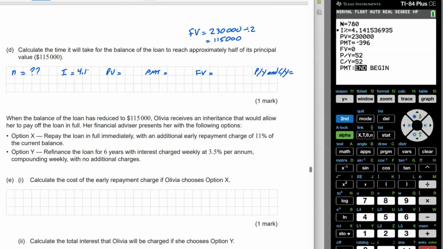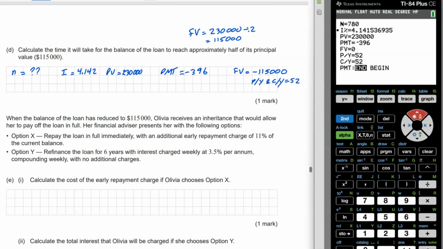We've got the 4.142. So again, I didn't use the approximate value, I've used the actual one we calculated. We've got the $230,000 loan. Sorry, I can't really fit this very well. The payment is going to equal minus 396. And the future value is the one we've just shown above, so it's going to be negative 115,000. And the PY and the CY is going to be 52.